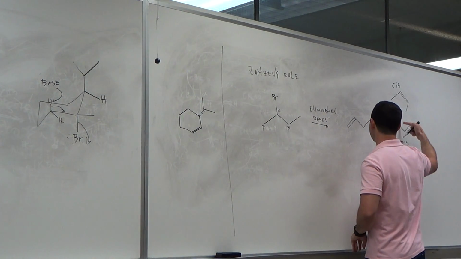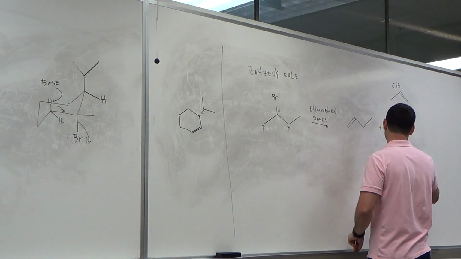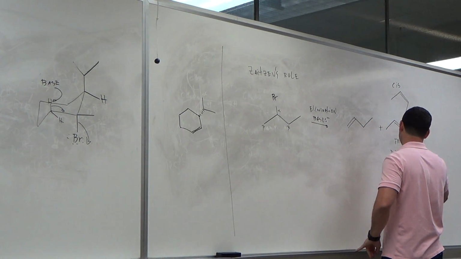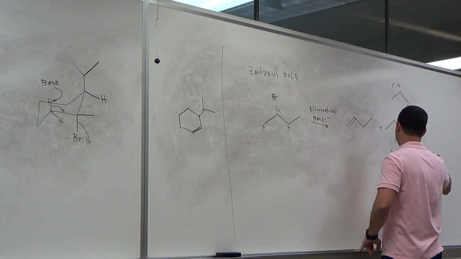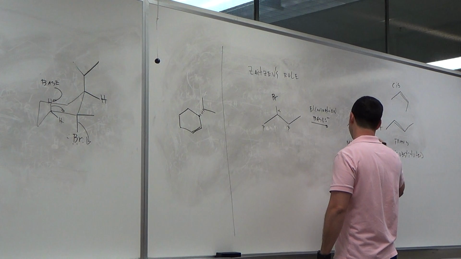Here's a double bond, carbon there, carbon here. That was a question on your test, wasn't it? These two are disubstituted, and this is monosubstituted.